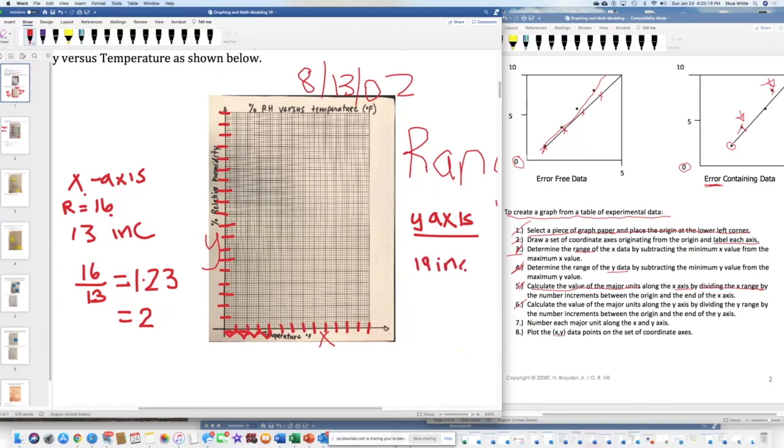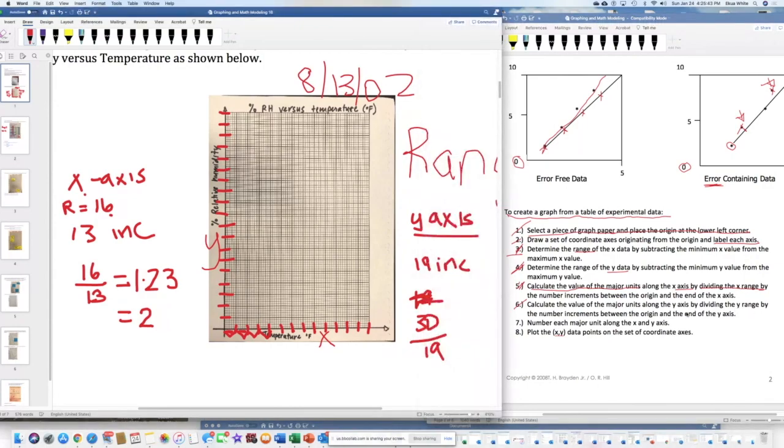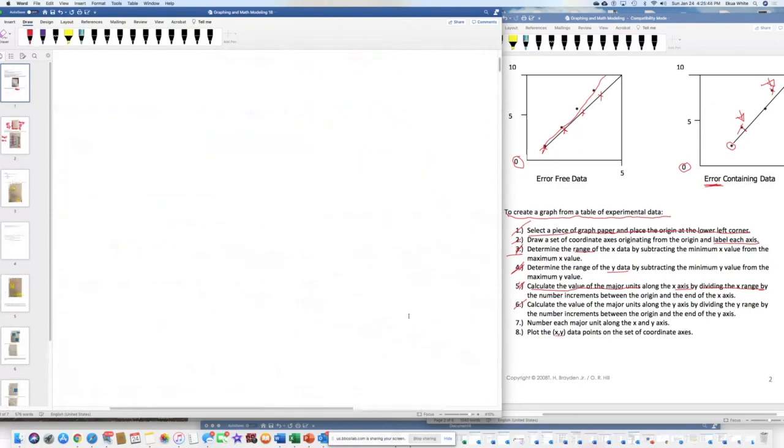But I want to know what the spaces between these increments are. What does the space stand for? What's the number? I take 19. And earlier, what did we do? Oh, sorry, it's the other way around. It's 30 divided by 19, right? 30 is the range, divided by 19. Because they say it right here, by dividing the range by the number of increments. So just in case you forget, go back and read that. 30 divided by 19.